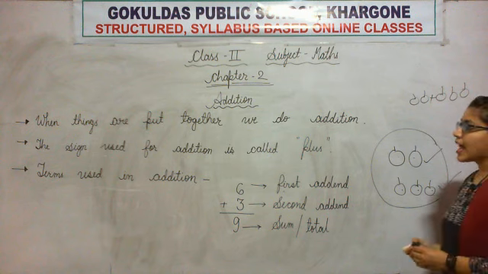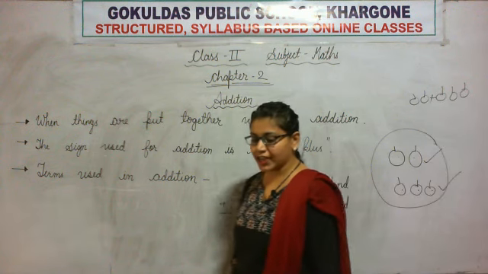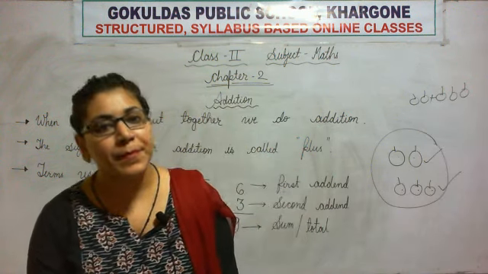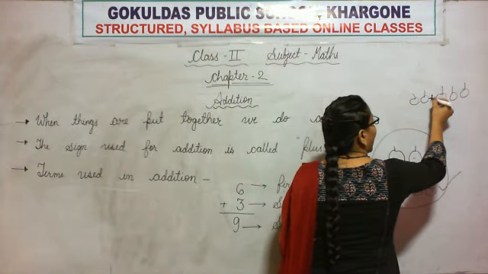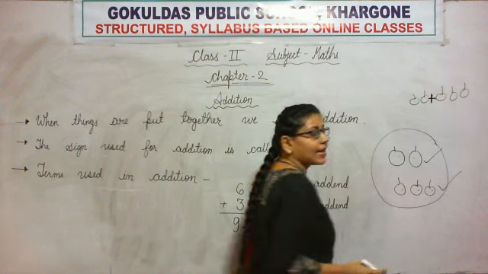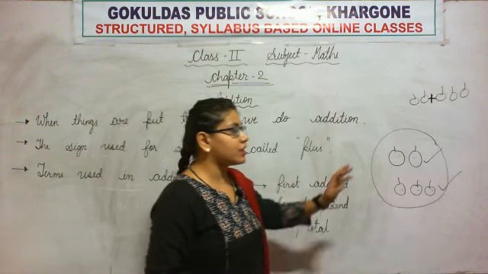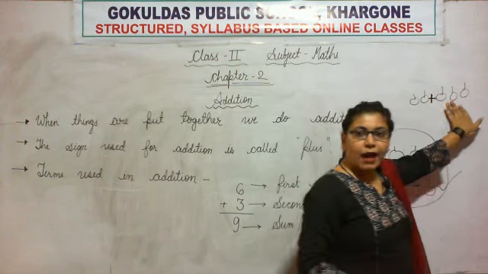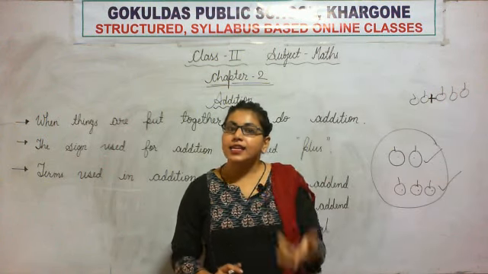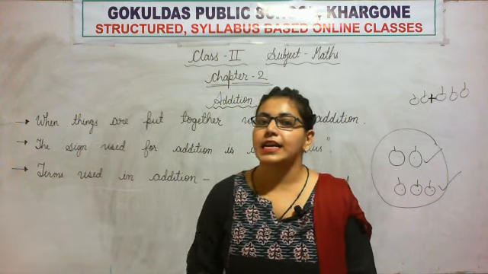The sign which is used for addition is called plus. The sign which implies that we are putting things together, putting these 2 apples and these 3 apples together, is called plus.